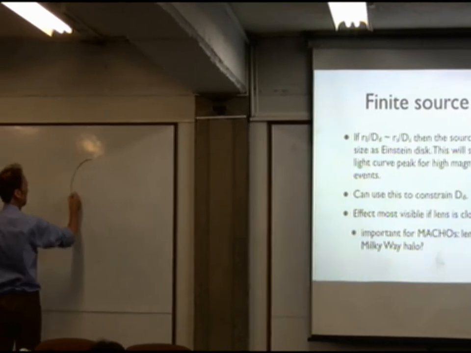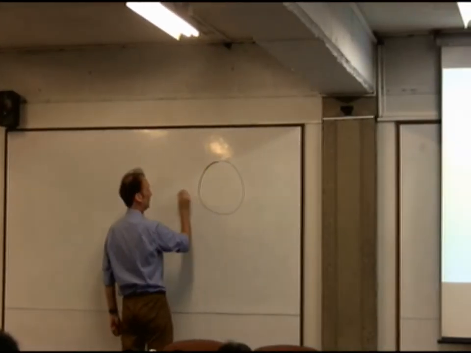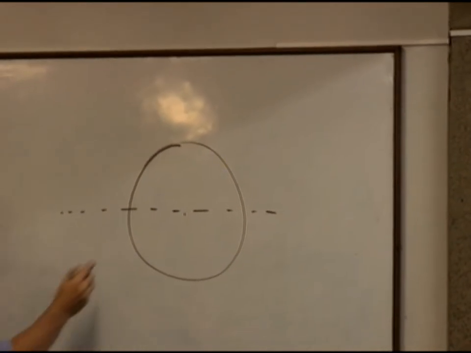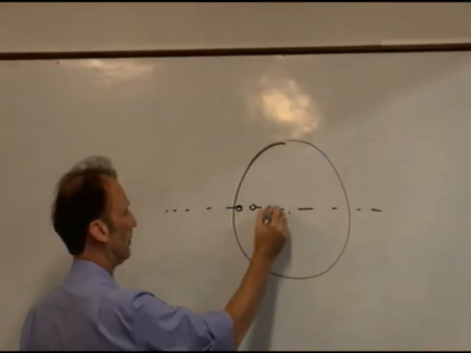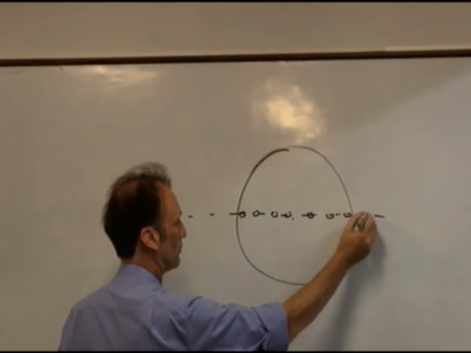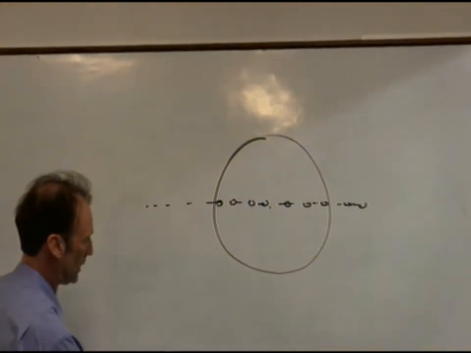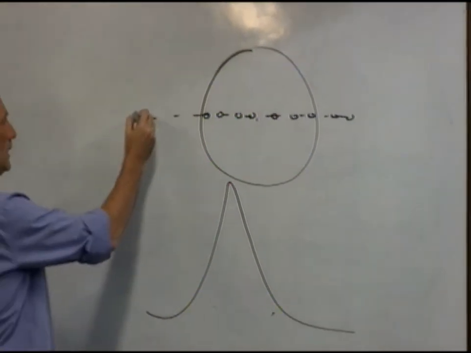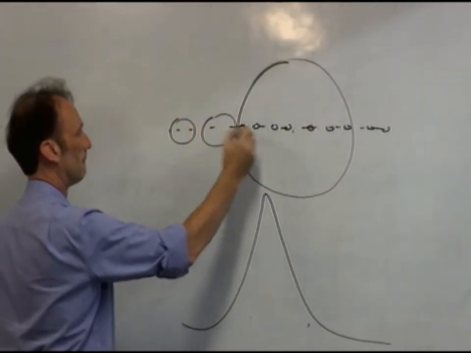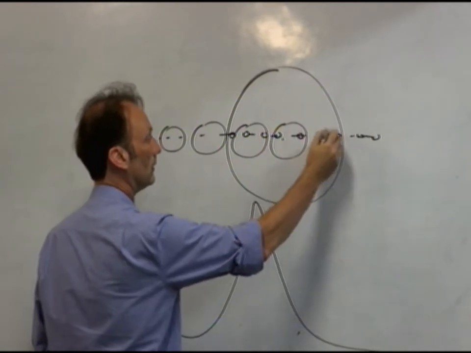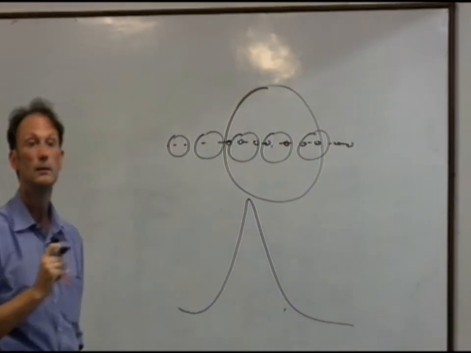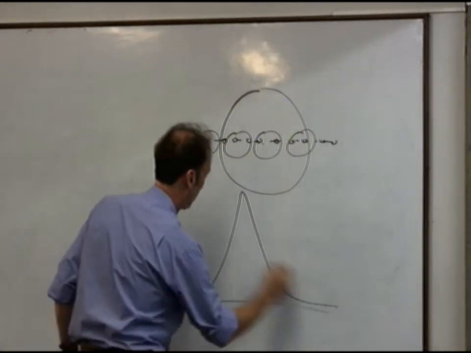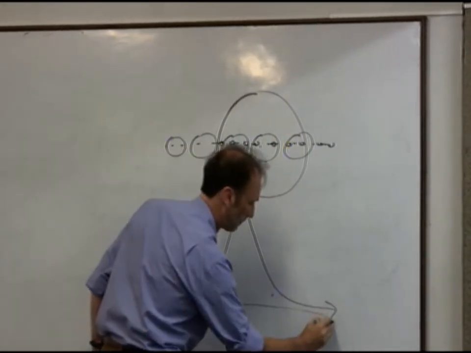So if you imagine the Einstein radius here, and you have a very high magnification event, so a star that tracks very close to the center, then if the star is very small, you're going to get the light curves that I sketched before. You're going to get these very high symmetric peaks. But if the star is very large, this is the amplitude as a function of time.